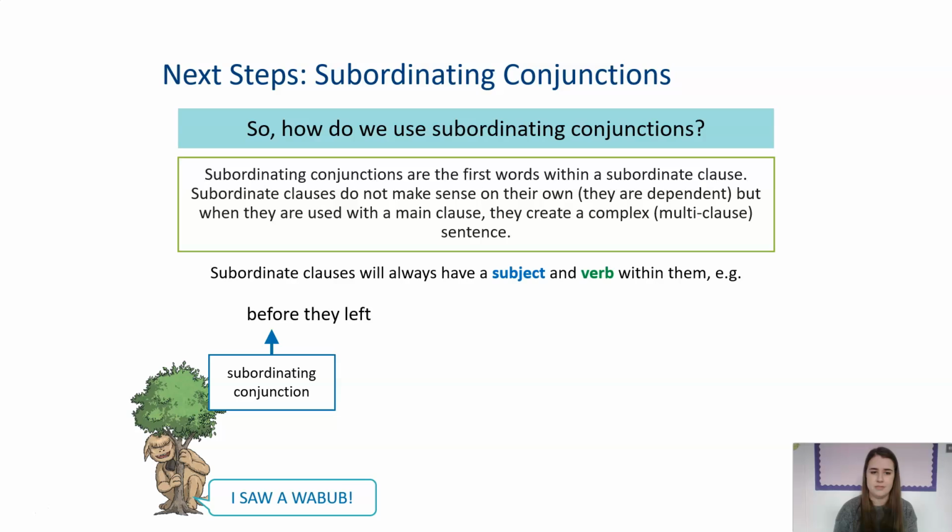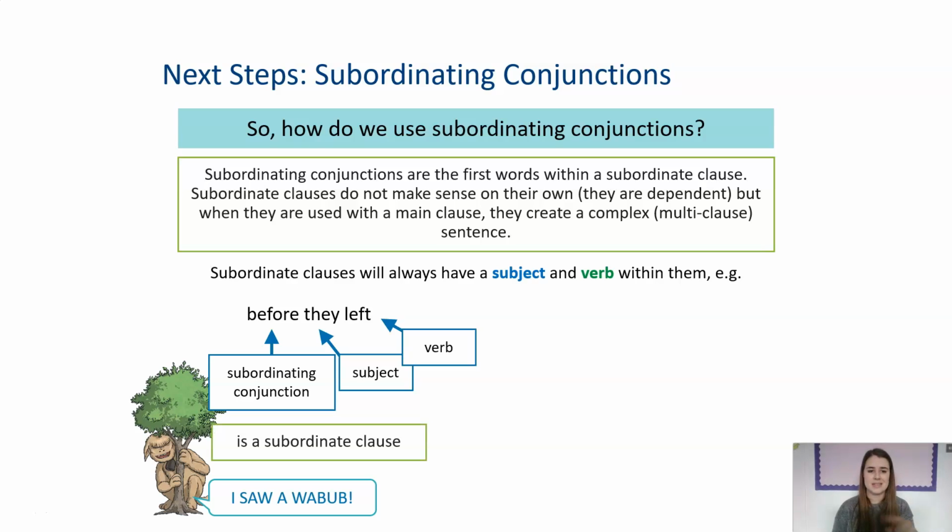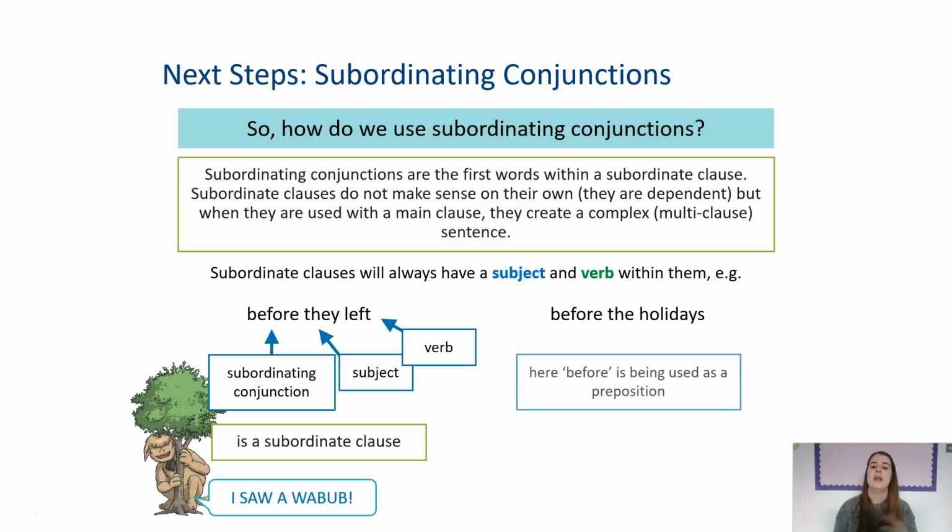So before they left, okay, before being our subordinating conjunction, subject being they, verb left. Before they left, okay? That is the start of a subordinate clause. Before the holidays, okay? Now here, before is being used as a preposition. It's telling us when something's happening. So this is a time preposition. So we've got before the holidays.